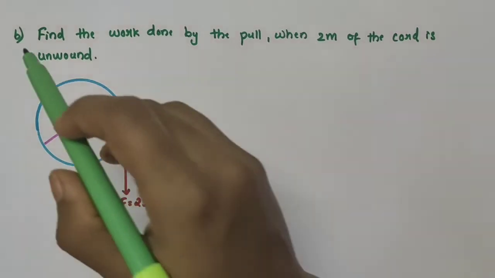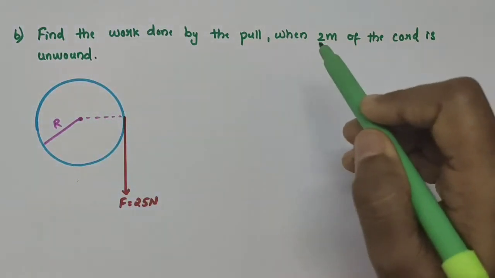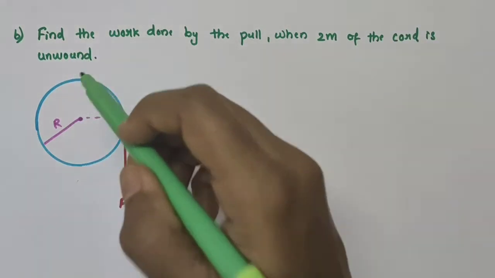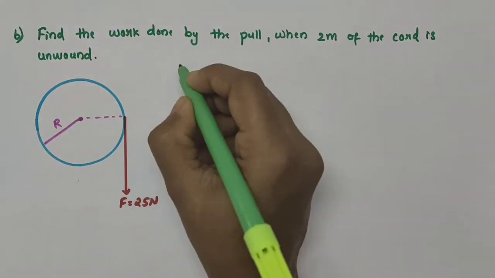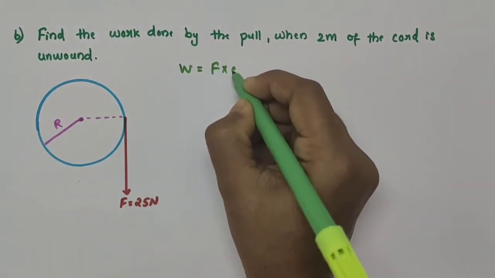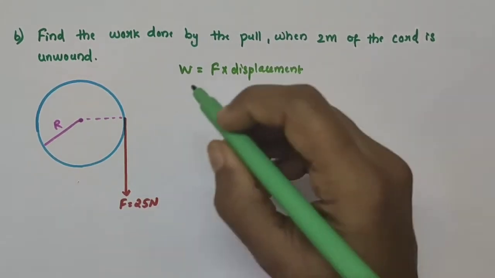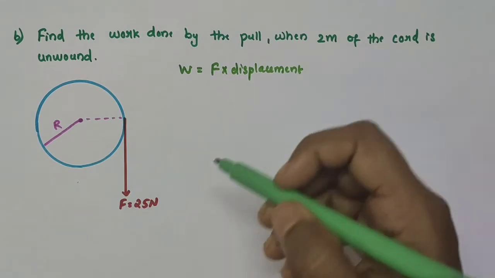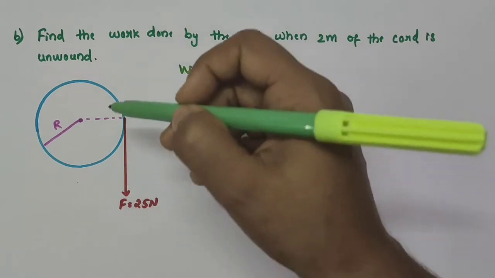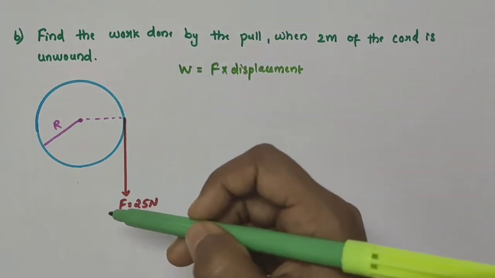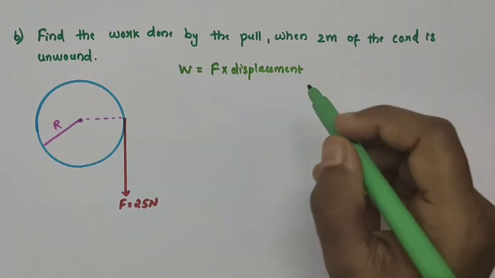Now, in the second sub-question B, we are asked to calculate the work done by the pull when 2 meter of the cord is unwound. What is work done? Work done is actually the scalar product of the force vector and the displacement vector. But here force is applied along this direction and the displacement of the cord also will be along the same direction, so theta becomes 0, cos 0 is 1. So we can simply write work done as force into displacement.